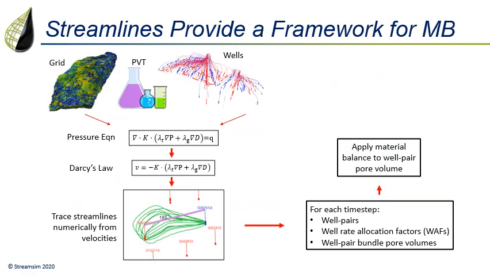In real fields, we use a numerical method to trace the streamlines that shares many details with traditional reservoir simulation. We require a 3D grid, geological and PVT properties, the historical well rates and their paths. Then we solve the pressure equation, apply Darcy's law to determine the velocity field, and then trace streamlines numerically such that they follow this velocity field.